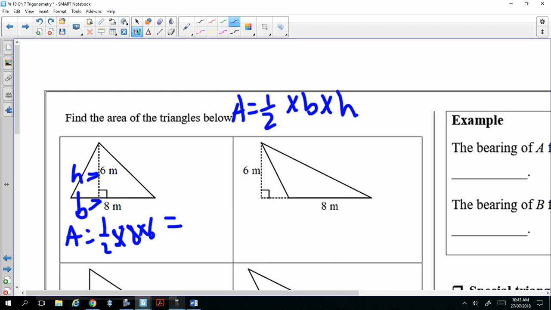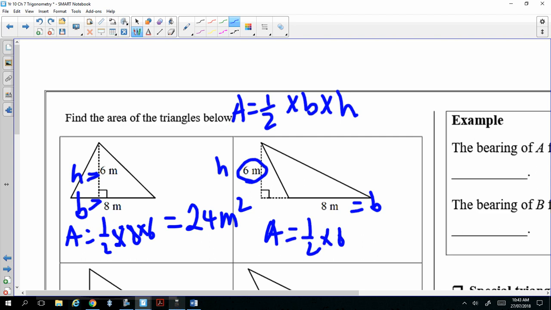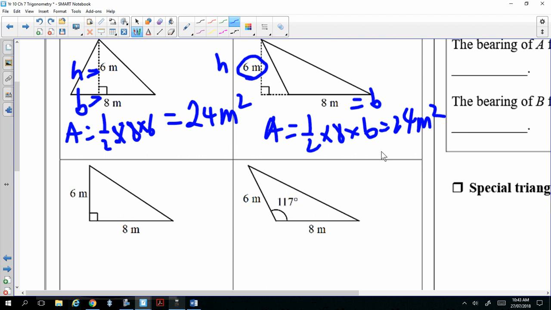The same thing if the height is outside of the triangle, that's still H, that's still B. You still get the same thing, you get 24. As long as you know the perpendicular height and the base, you get the area. Of course, the right angle triangle works as well. You also get 24.